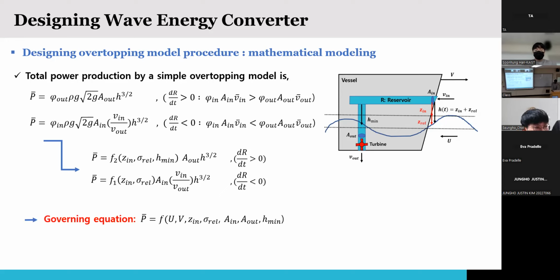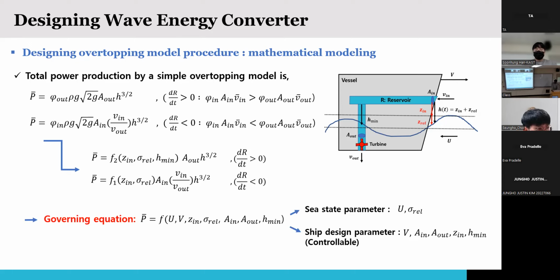So the time average mean power production is a function of mu, V, Z_in, standard deviation relative height, A_in, A_out, and H minimum. Among them, the sea state parameters, which are not controllable, are mu and sigma relative. And the controllable parameters, which we need to consider when we design the ship, are V, A_in, A_out, Z_in, and H minimum.